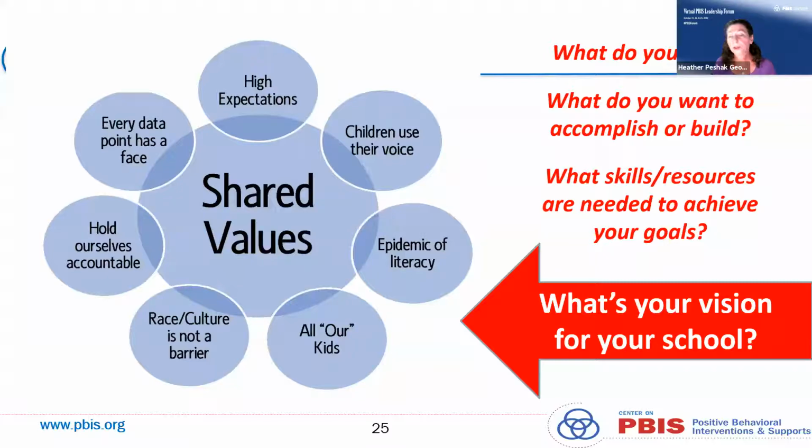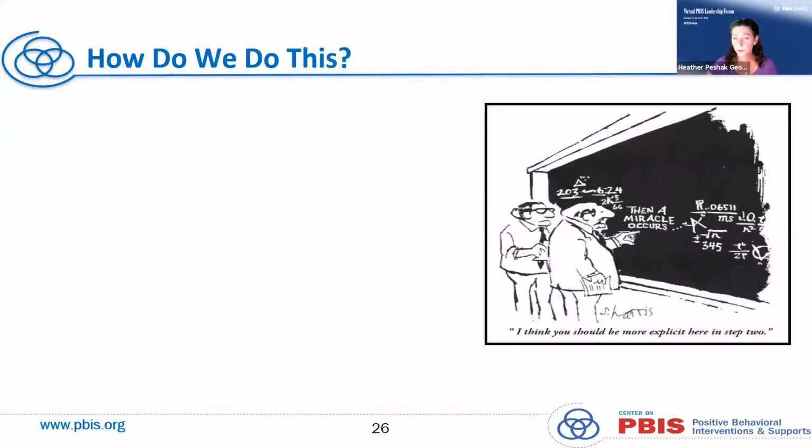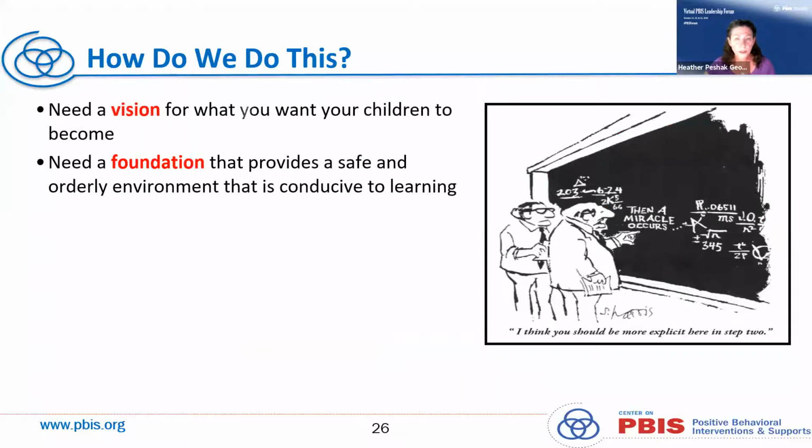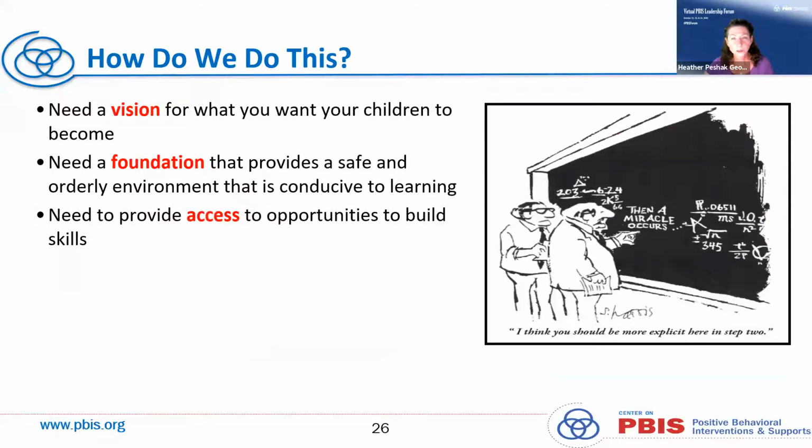And it's important, the more you bring your stakeholders in, they need to have a voice in being able to create that vision, whether it's your classroom, your school, your district, or your state. So think about what is your vision overall for your school. And how do we do this? It's that foundation at Tier 1 that's going to create that safe and orderly environment. That vision is going to help you communicate to folks to get more folks on board for this.